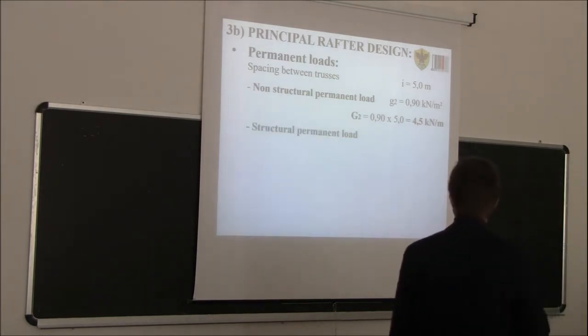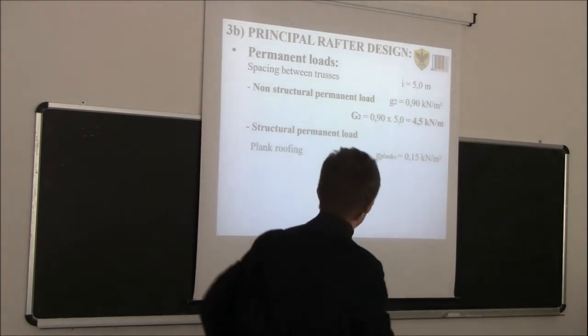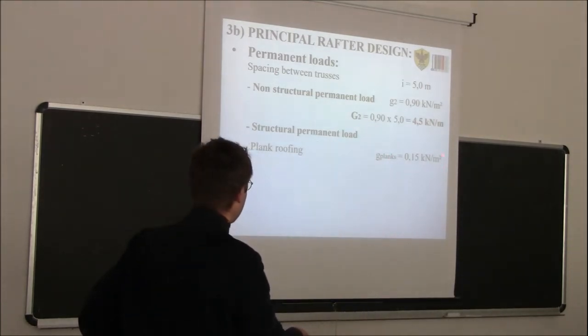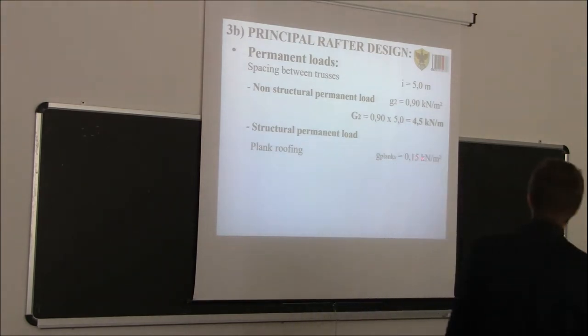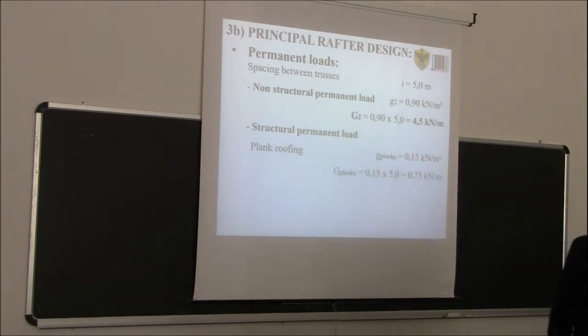Then we have the structural permanent load. Again, we have the weight of the roofing, this layer of boards, 0.15 kilonewton per square meter. We need to multiply again this weight by the tributary width, so by the spacing between the trusses, by 5, so we get 0.75 kilonewton per meter.